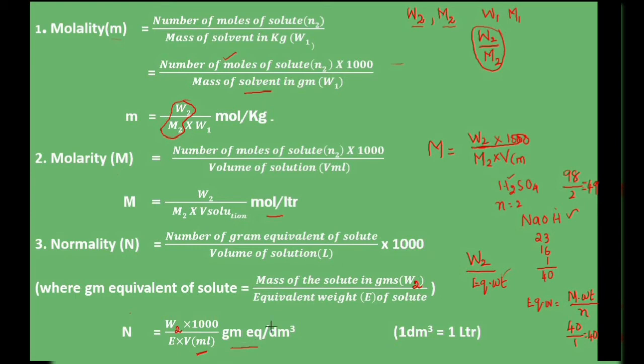Gram equivalent per decimeter cube or gram equivalent per liter. Okay, gram is for the weight of the solute and its equivalent, and this decimeter cube is for the volume. So you can write liter also. So gram equivalent per liter. So this is the unit for normality.